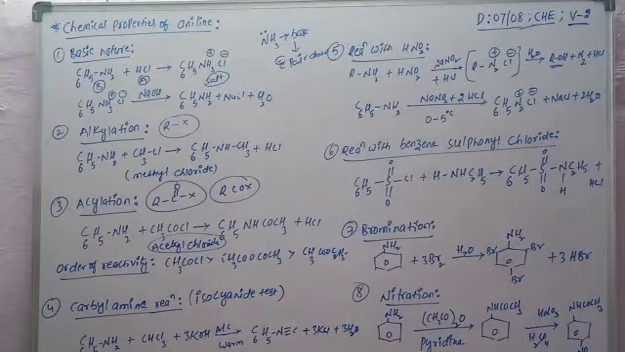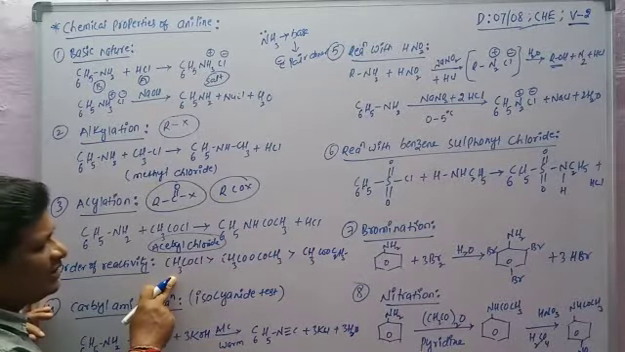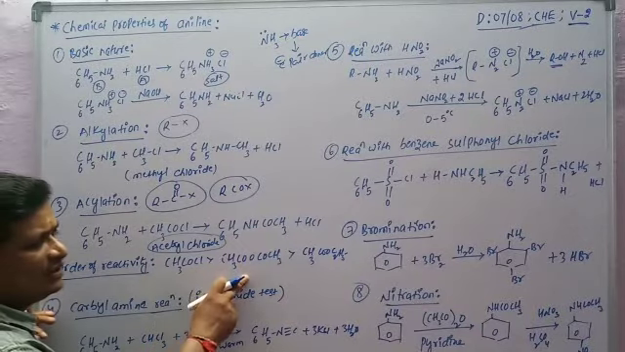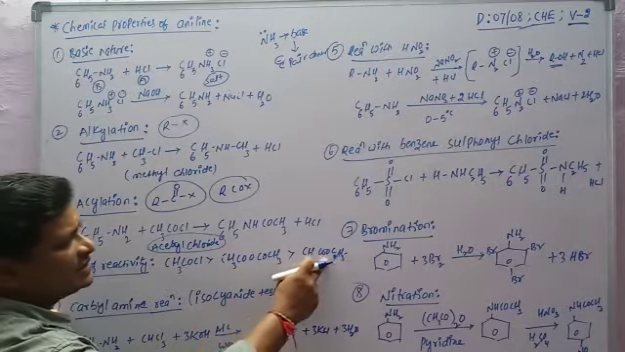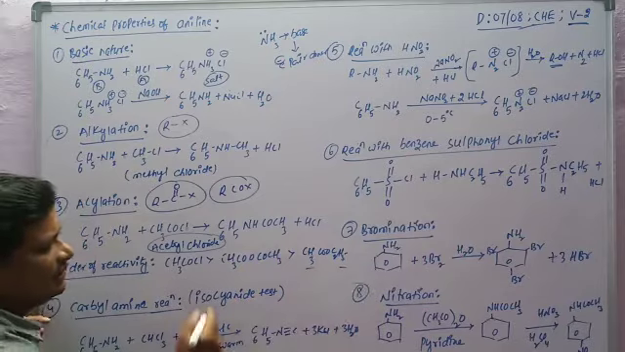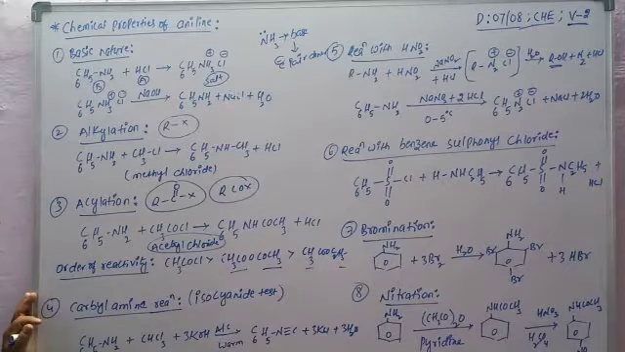Now the order of reactivity of acylation: acetyl chloride, then acid anhydride (CH3CO)2O, then the ester CH3COOC2H5. Acetyl chloride is the most reactive.